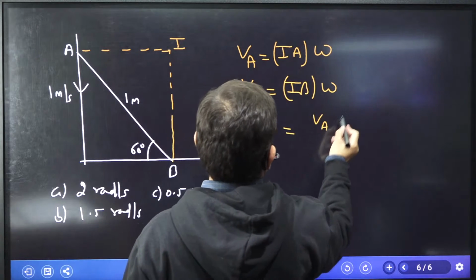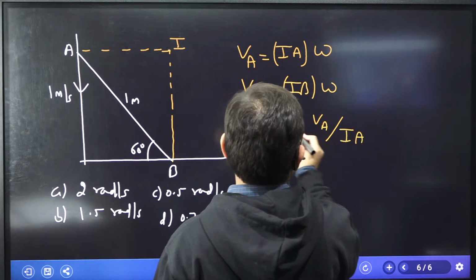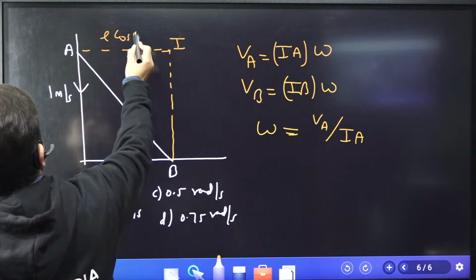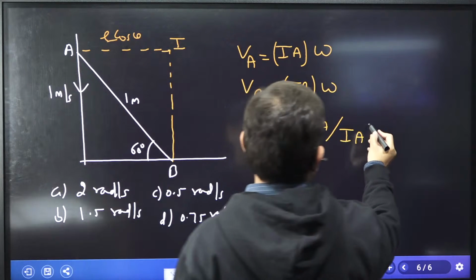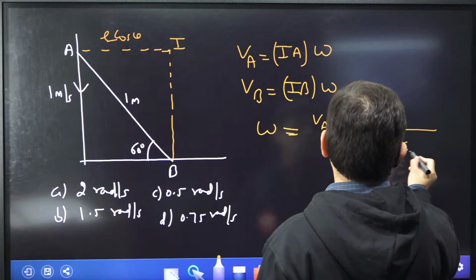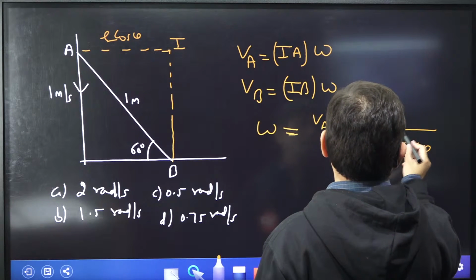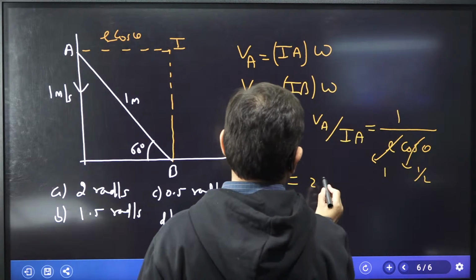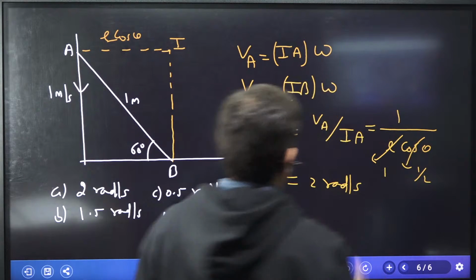So VA over IA. What is the distance from I to A? L cos theta. That is the answer. So what is VA? 1 meter per second. What is L cos theta? L is also 1 meter, cos 60 degrees is 1/2. So this comes out to be 2 radian per second.